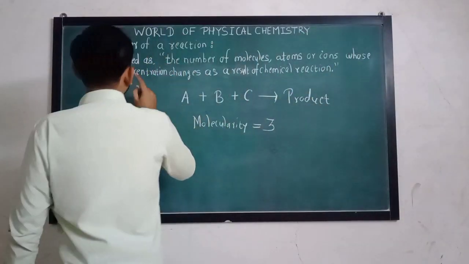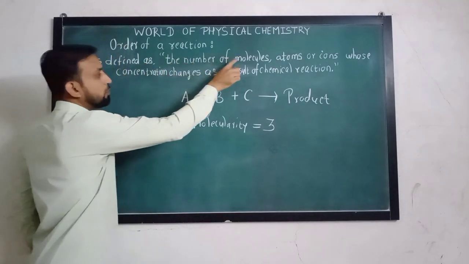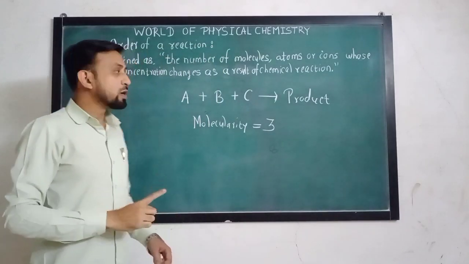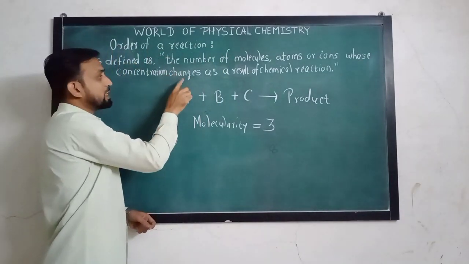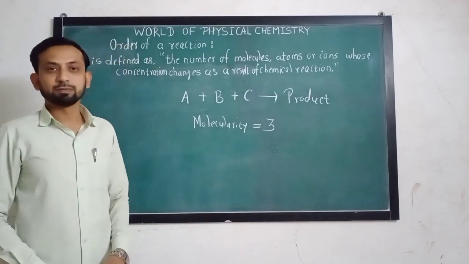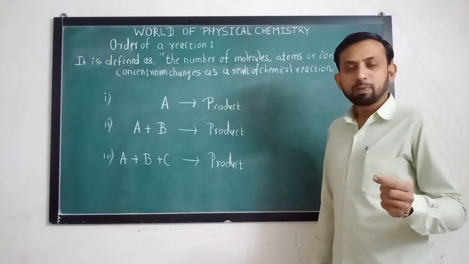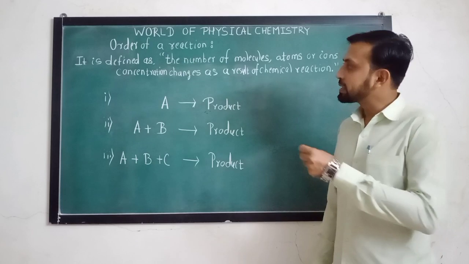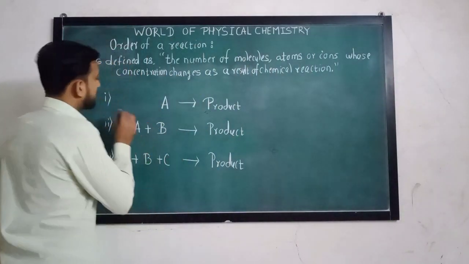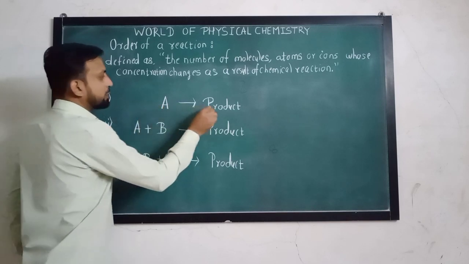The order of reaction is defined as the number of molecules, atoms or ions whose concentrations change as a result of chemical reaction. Let us consider simple elementary reactions to understand the concept of order of reaction. I have written the first reaction, reactant A, it gives product.